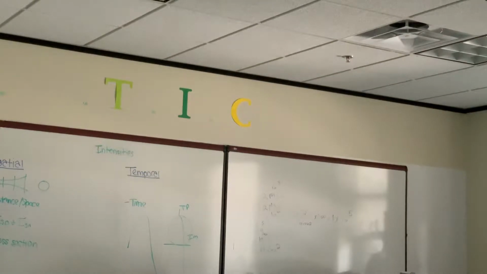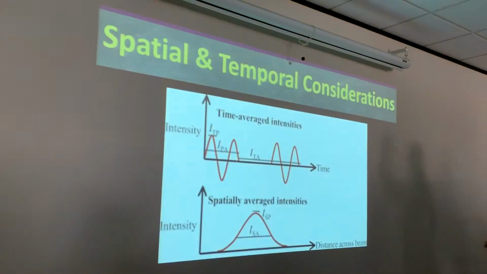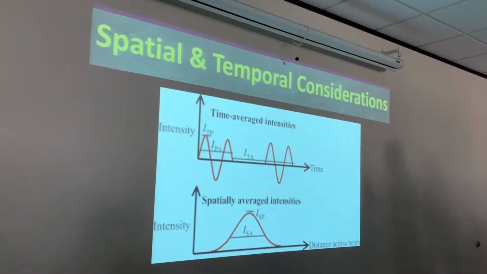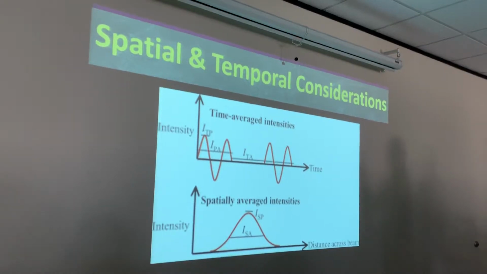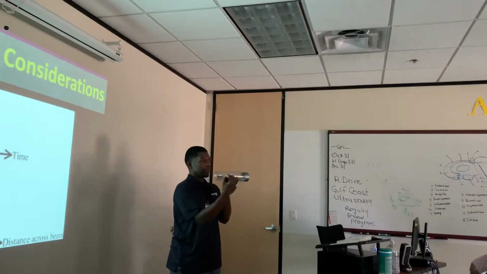So, guys, we're good on the time average. Remember, there's four. How many spatial intensities are there? Two. Okay. Easy to remember. Our spatial peak. Remember, this will be our cross-section of the beam. See the distance across the beam? Different than time, right? So, this is our beam right here, guys. This whole thing. This is a great example. This is our beam right here.